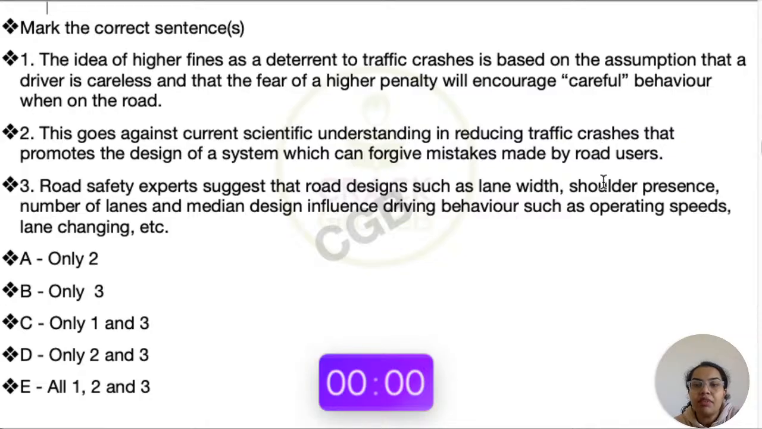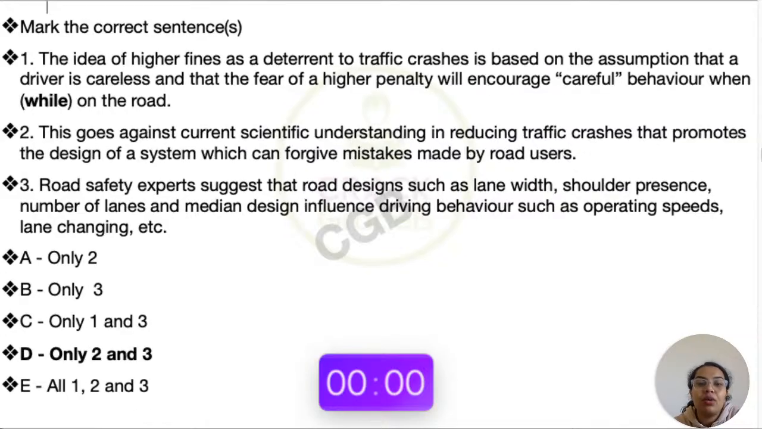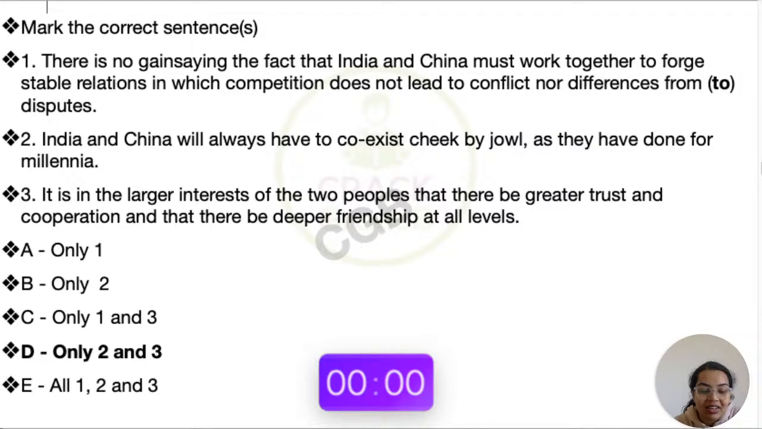Oh, which can forgive mistakes. Forgive as in let go, not like the forgiveness that we ask from each other. Not that typical forgiveness. Got it. Answer the second and the third one.